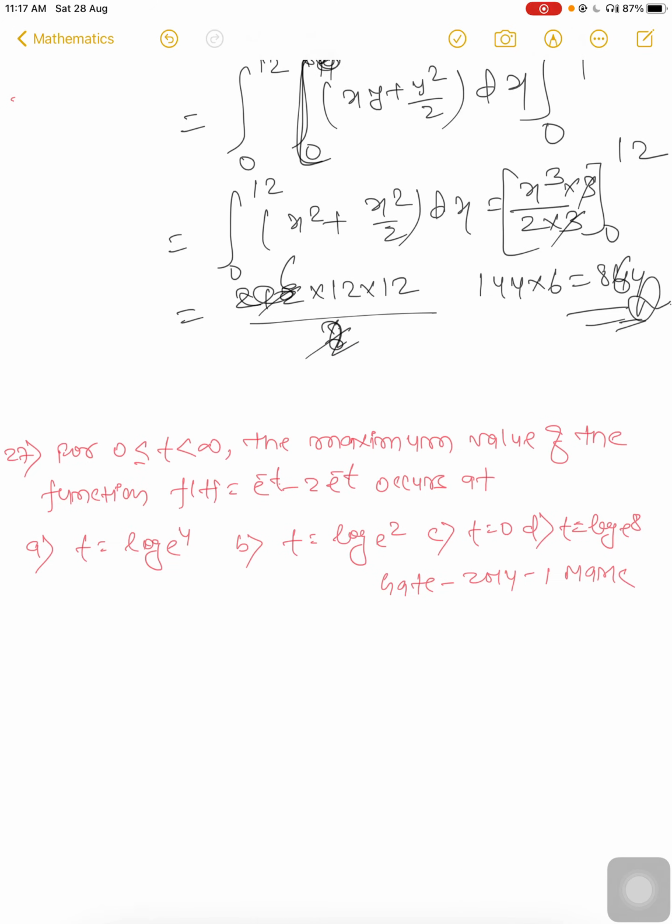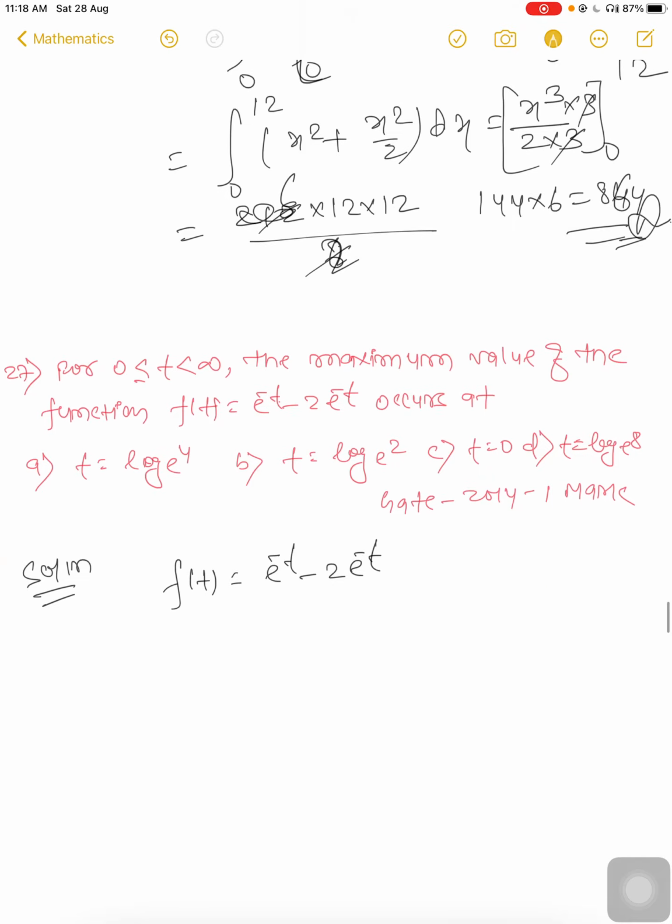Now comes the next question. For t from 0 to infinity, the maximum value of the function at t occurs, where the function is given as e to the minus t minus 2 e to the minus 2t. So first of all, the first differentiation: minus e to the minus t plus 2 e to the minus t.